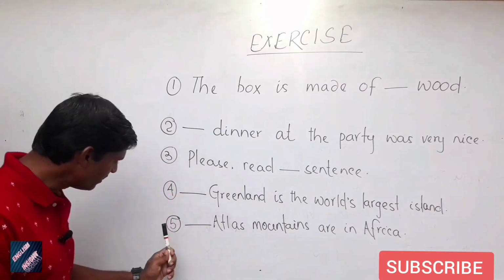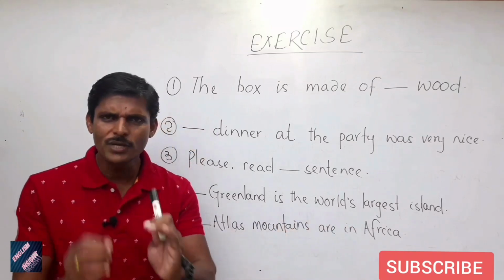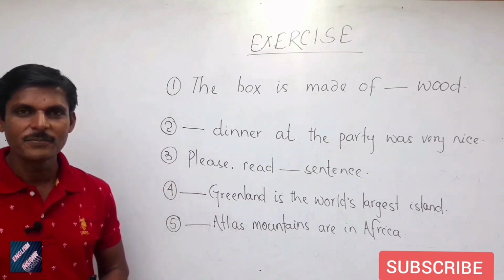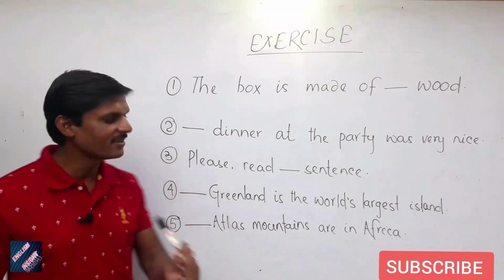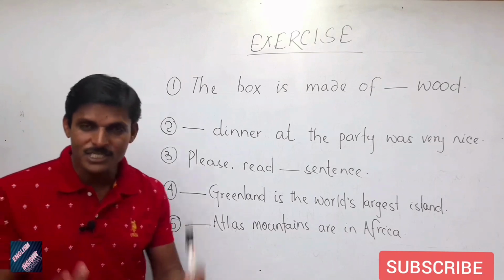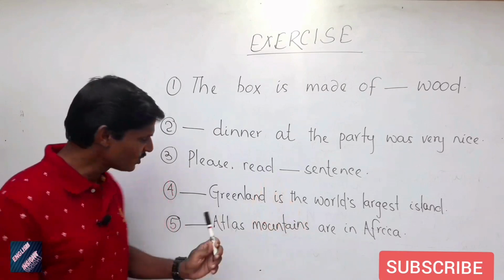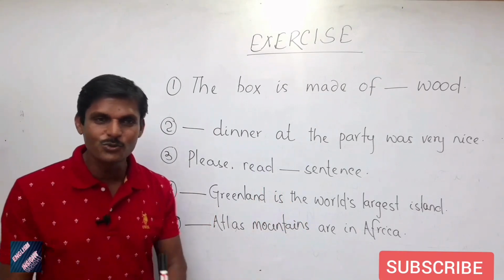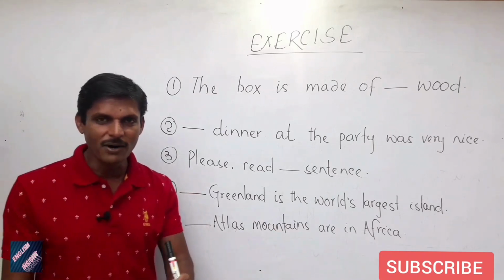Okay. Sentence number 5. These Atlas mountains are in Africa. Should we use the here or not? Just you think which one is the correct answer? Yes. The correct answer is we should use the here. The Atlas mountains are in Africa because it refers to a group of mountains, as we have already discussed, the Himalayas. So here the Atlas mountains, it's a group of mountains, so we should use the before Atlas mountains. Okay, this is all about the text.